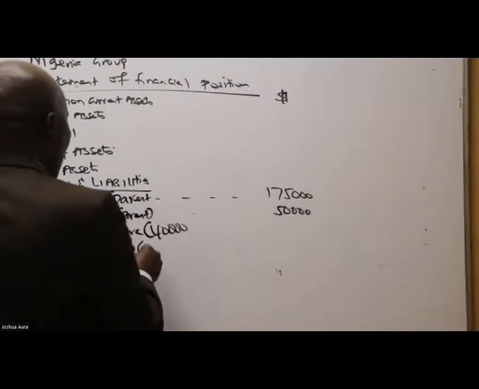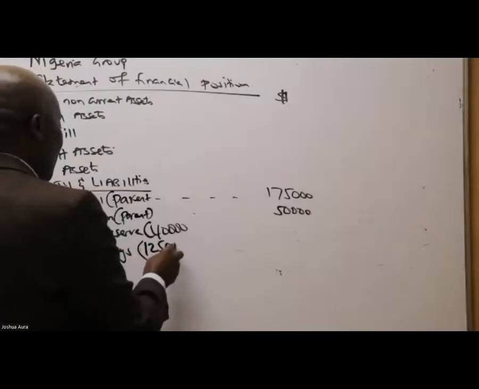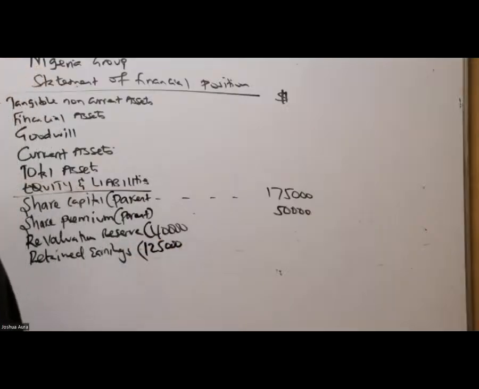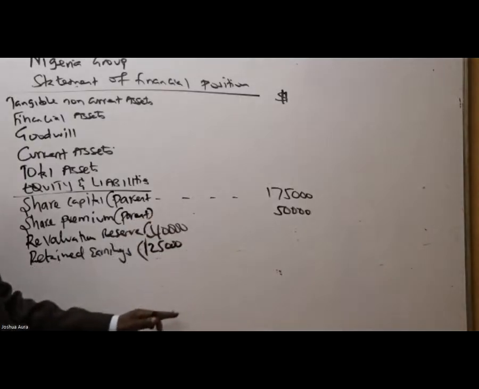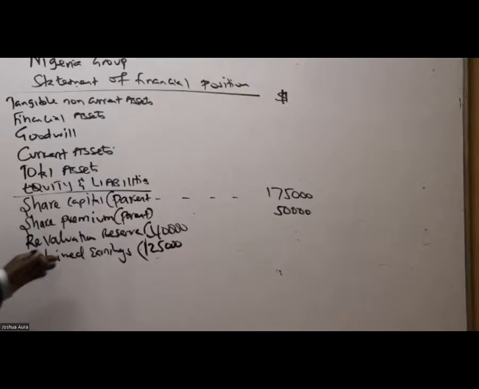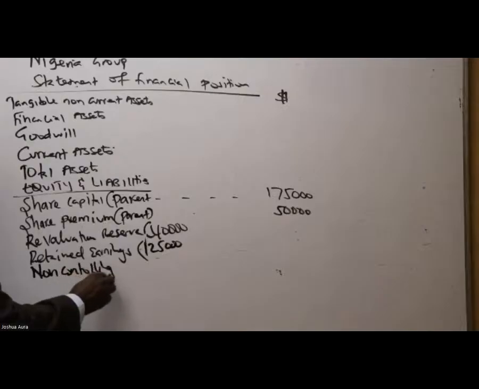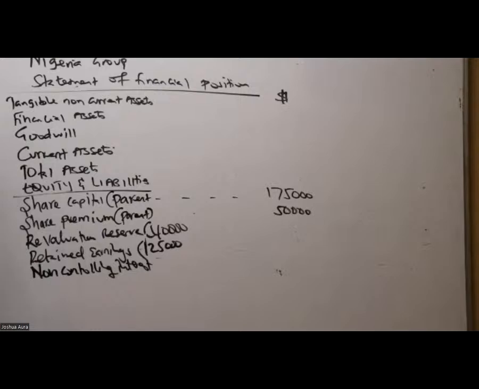So we have here 125,000, like that. I'm putting them here because later on I'll be doing some adjustments. Under equity, don't forget the non-controlling interest has to come there. Non-controlling interest is part of permanent source of funds. So that's non-controlling interest.